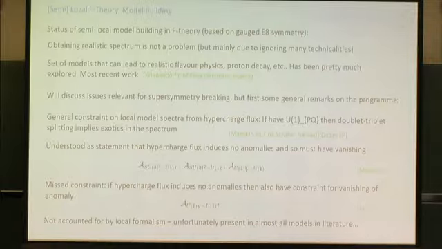So before I discuss them and supersymmetry breaking in them, I think it's fair to say there should be a word of warning about local models, which I want to mention. This is, as far as I understand it, the current status of semi-local model building in F-theory. First of all, obtaining a realistic spectrum in these models is not a problem, in my opinion. One can get GUTs with doublet-triplet splitting and all kinds of nice physics. But of course, this may be due to the fact that we're ignoring many technicalities that appear once you actually try to do it properly in F-theory in a global model.